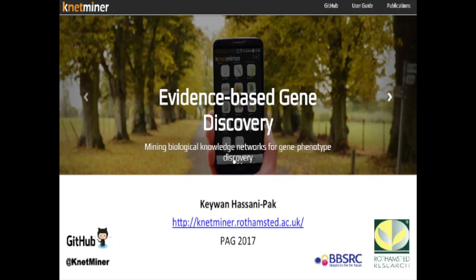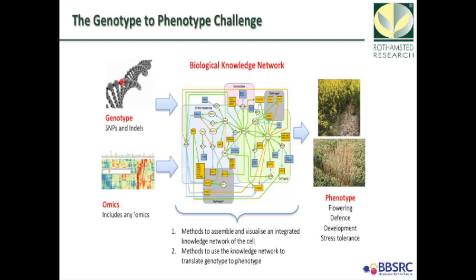Let me give you a quick introduction of why we are developing this sort of tool. Our research institute, like many others, is interested in many different traits, for example flowering, defense, development, stress tolerance. Scientists at Rothamsted design different types of experiments to identify candidate genes for those traits. So we do GWAS experiments, we do different omics experiments.